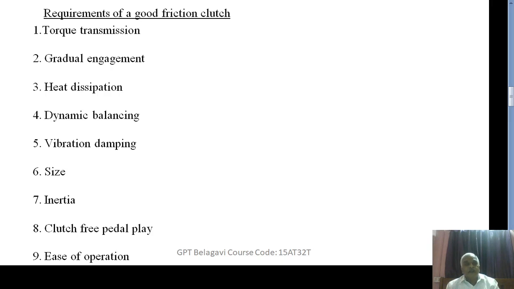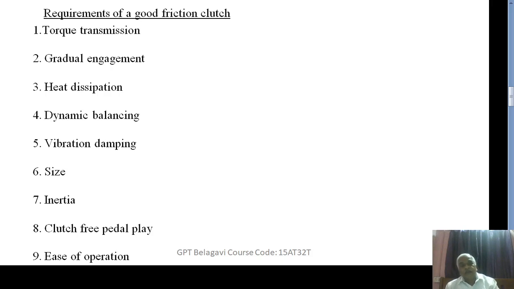We have to design a clutch in such a way that the clutch has to transmit 100% power from the engine crankshaft to the gearbox input shaft. Try to achieve this 100% power transmission capacity, but practically it may not be possible. So at least if you achieve more than 95%, it is a good achievement. Therefore, while designing this friction clutch, the clutch has to transmit the maximum amount of engine torque from the crankshaft to the gearbox input shaft.